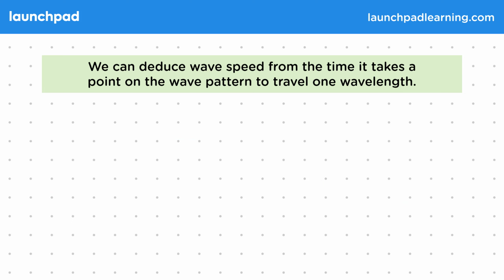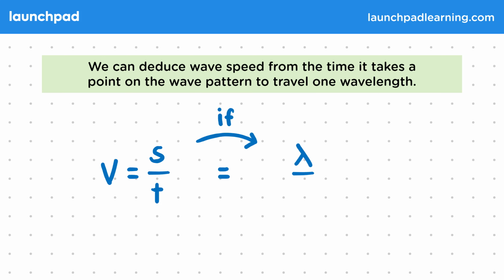First, let's remind ourselves of the general equation for speed. That is, speed equals distance over time, which we can write as v equals s over t, where s is the distance travelled and lowercase t is the time taken. Now, how does this equation apply to the motion we just observed? Well, we watched a point on the wave travel a distance of one wavelength, so let's set s equal to lambda. Then we deduce that if the point travelled a distance of one wavelength, then the time taken must be equal to the period of the wave. So we can set lowercase t equal to uppercase T for period.